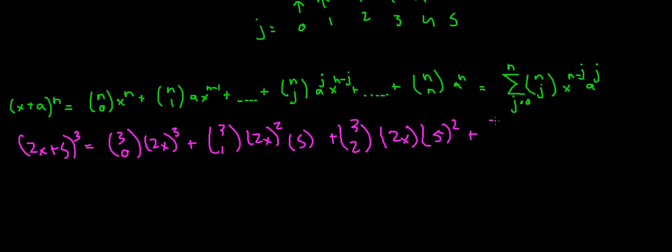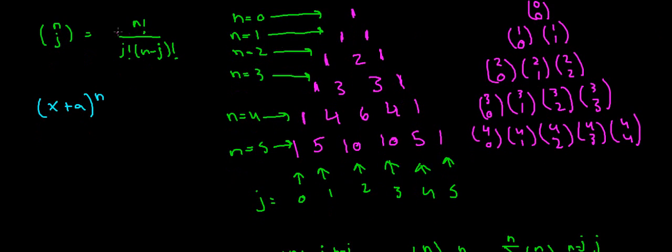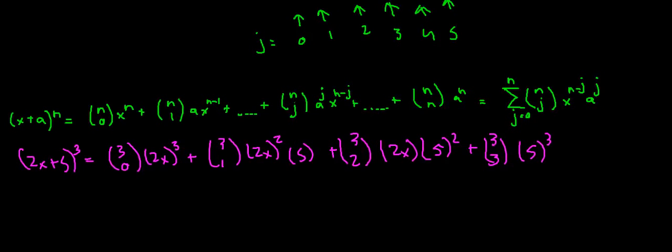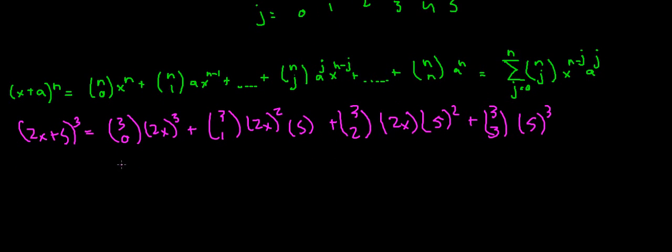And then finally I have 3 choose 3. And then x will be to the 0 power, so it'll just be 1, so I'm just not going to write it there. And then 5 will be to the third. And then if I want these coefficient values, then I would just plug these values into this formula, and then they would give me 1, 3, 3, and 1. So if I want to, I can just replace all these. So 1, 3, 3, 1.